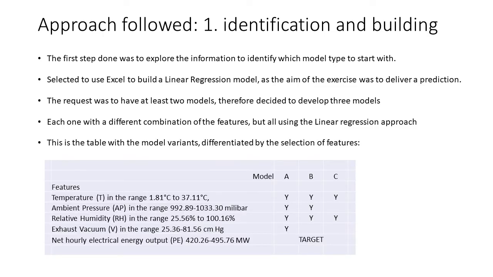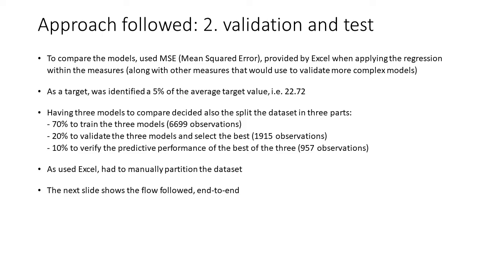This is the summary of the models, as you can see. All the models have to deliver a prediction on the target, the net hourly electrical energy output. The measure to assess the value of each model was the mean square error. As a target to assess if the model was useful or not, I identified 5% of the average target value, so 22.72.